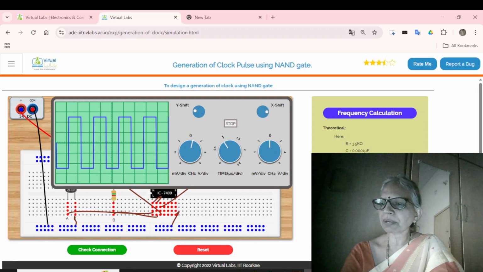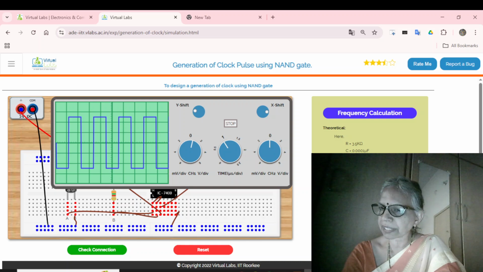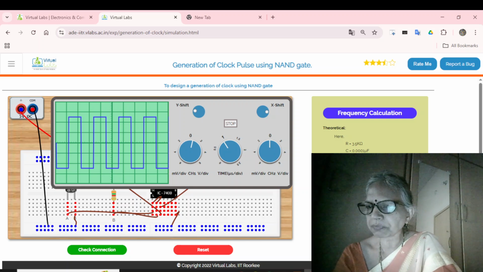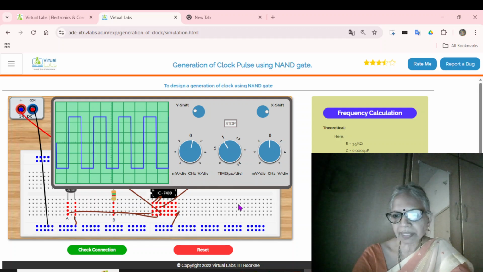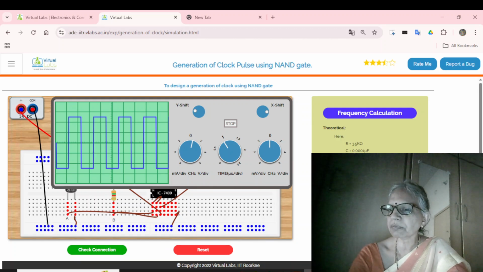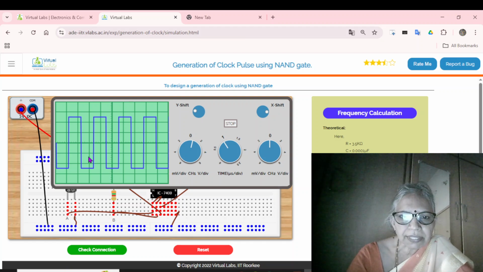Theoretically, the frequency of oscillation is calculated as 1 by 2 pi RC. Substituting these values, you get the frequency as 455 kilohertz. From the experiment, you see the time period, and the reciprocal of the time period will give you the frequency. Then compare these two frequencies.